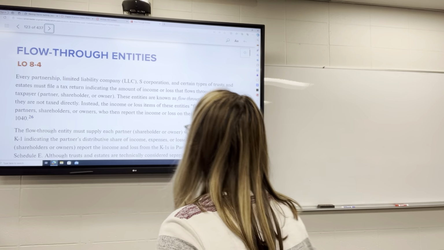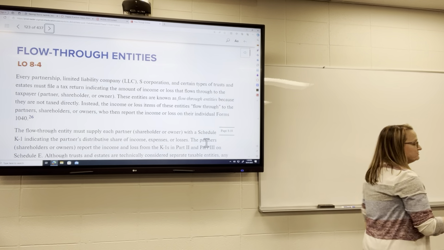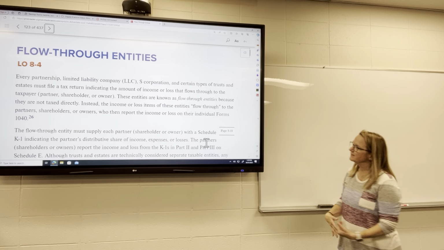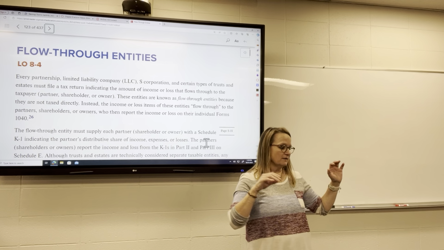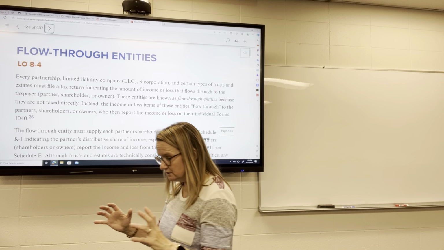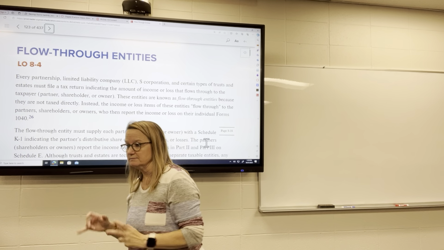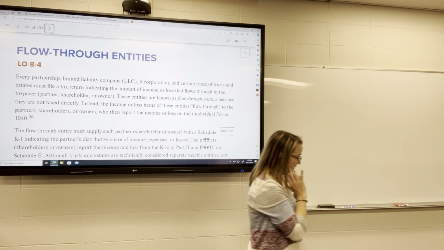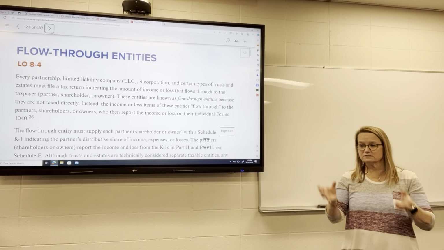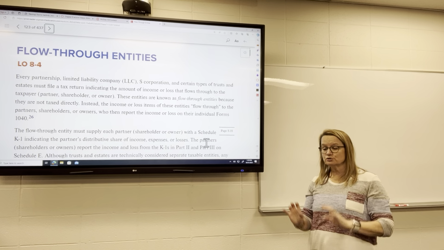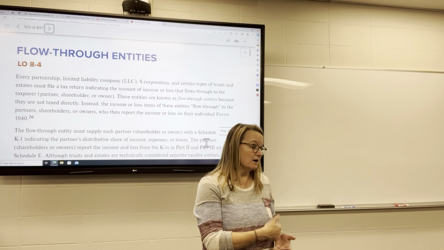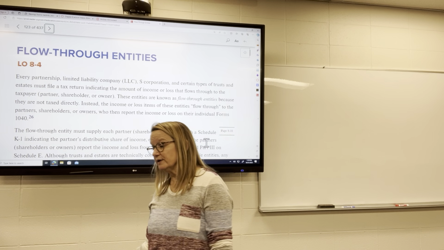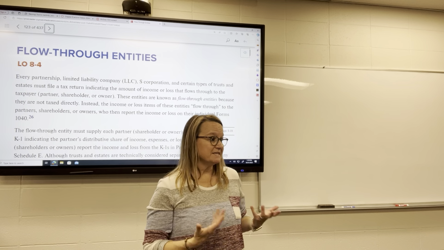So, as I had mentioned, sometimes they're called pass-through entities, sometimes they're called flow-through entities. These are entities that report income on a separate tax return, but they don't pay income tax. The items of income and expense flow through to the owners.